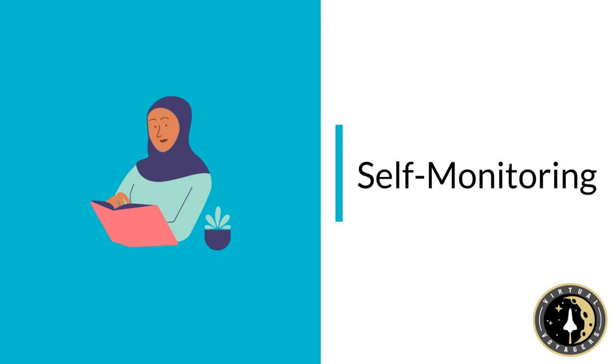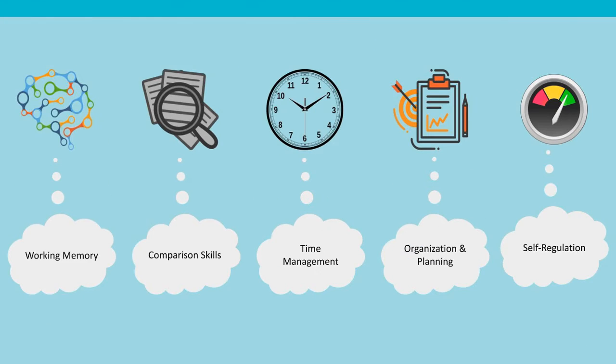Part of the reason self-monitoring can be such a challenge is that it draws upon many different skills. The process requires a student to use working memory. What were the expectations? Use metacognition. How am I doing compared to the expectations? Do I need to make changes? Manage time. How much time has passed? Am I on track to finish? Plan and organize. How will I schedule it in if I need more time? And regulate emotions. How am I feeling? What can I do if I feel frustrated?